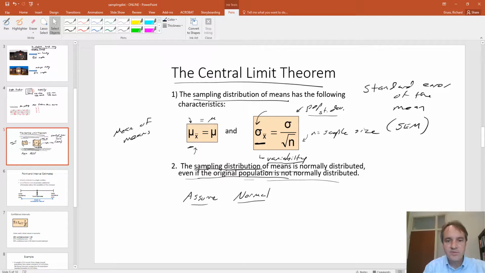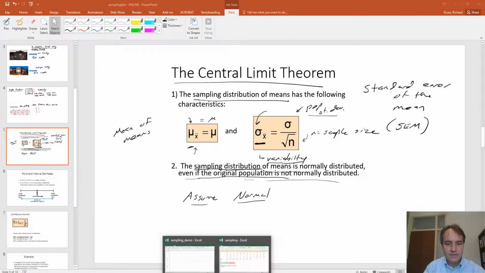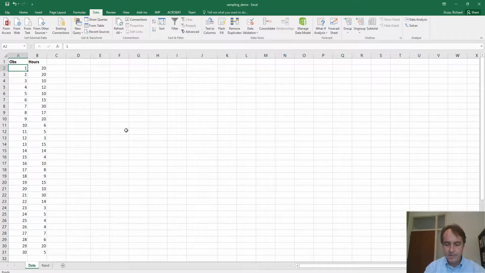Okay, so that's very abstract. Let's give this a little more concrete substance by actually taking some samples and watching these things happen. I'm going to go into Excel and look at some data that I have here. I have 30 observations of a variable called hours. This refers to the number of hours that were required to complete some task.